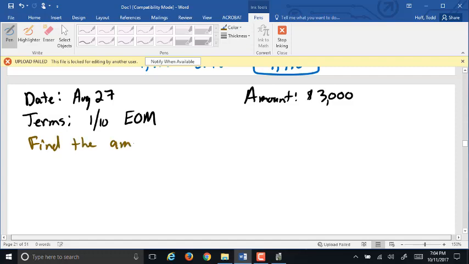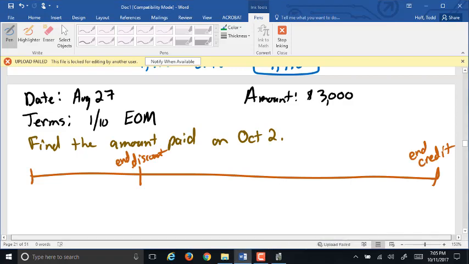Find the amount paid on October 2nd. I'm going to give you a couple minutes. Okay, so what is the date that this whole timeline is going to start at?